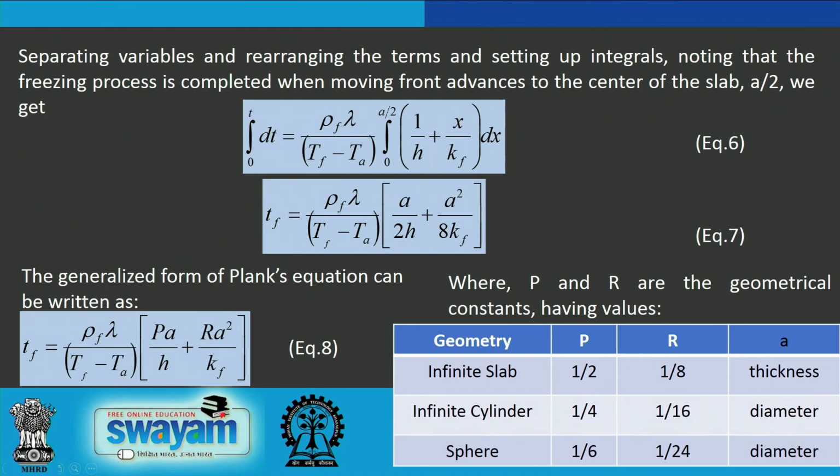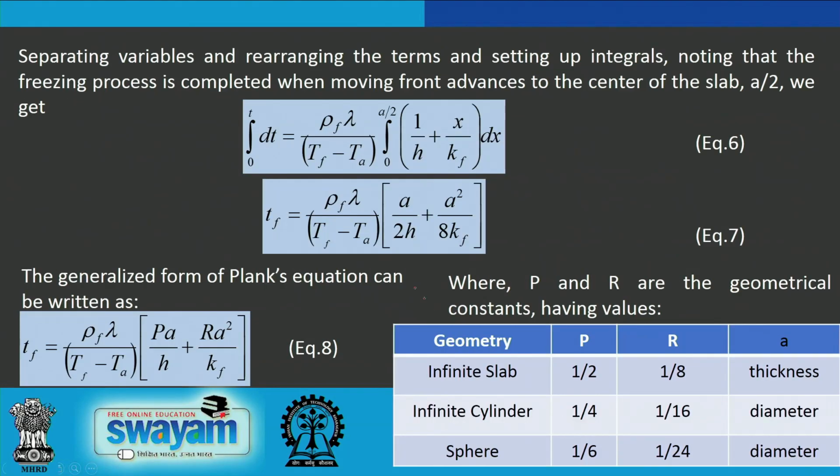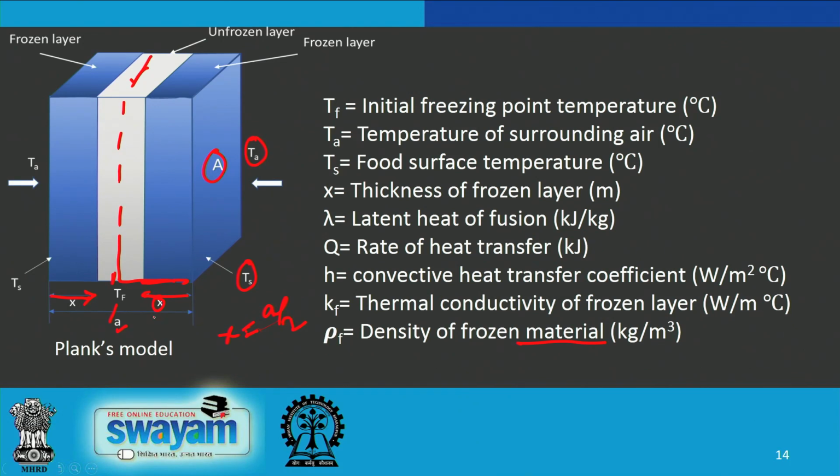So, we can get dt from this previous equation. We rearrange it, and we get this equation, and we integrate it with proper limits from time t equal to 0 to total time t, and this is at 0 to A by 2. What is A by 2? Already I have shown here.